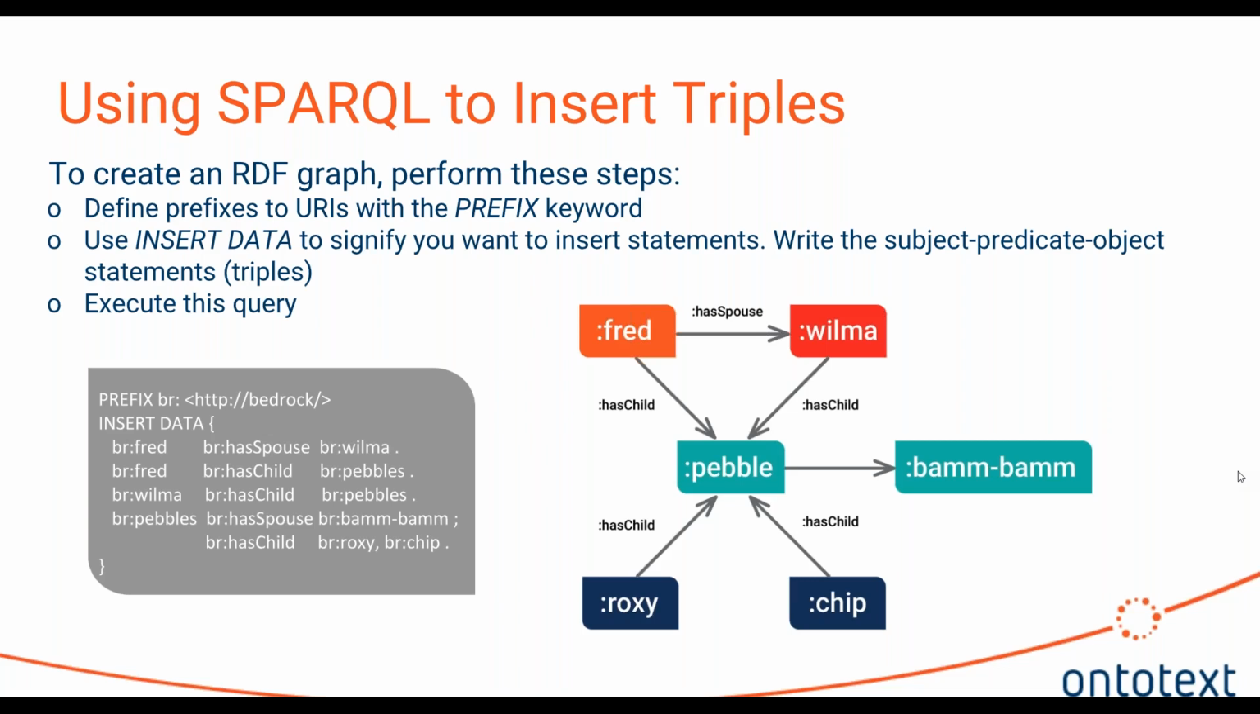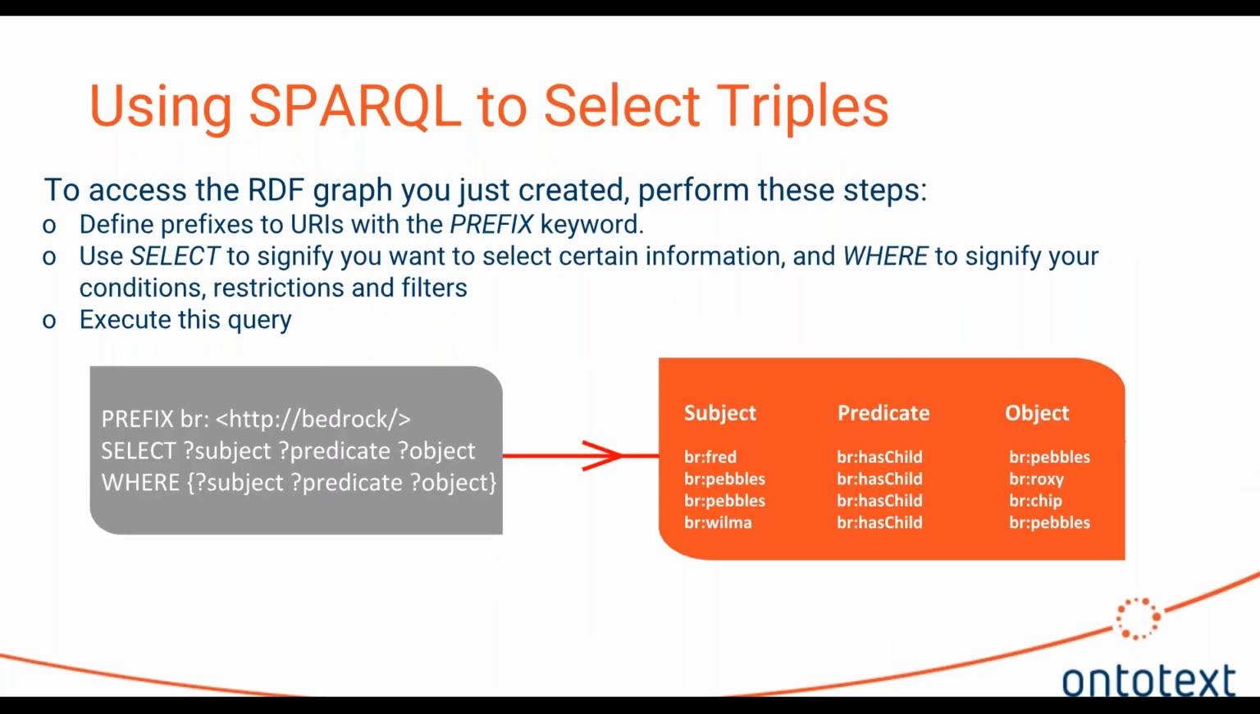And we tell the database that Fred has a spouse Wilma, and so on and so forth. When we click the run query button, or when we hit the enter, if we're doing this via the command line, we're going to get a graph such as the one on the right. That's an example of insertion.